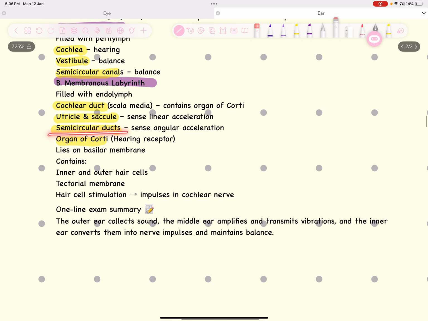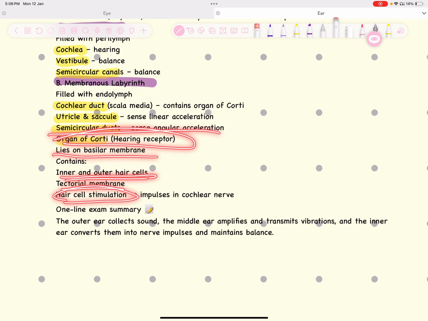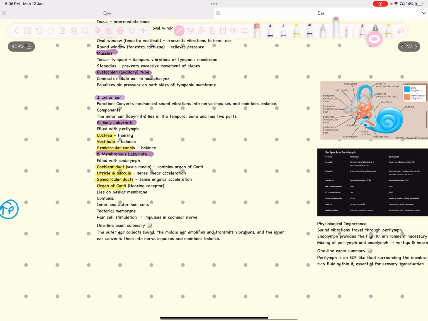Also, there's another very important thing, the organ of Corti, the hearing receptor. This lies on the basilar membrane. It contains inner and outer hair cells and the tectorial membrane. Hair cell stimulation generates impulses in the cochlear nerve. So these are the parts.